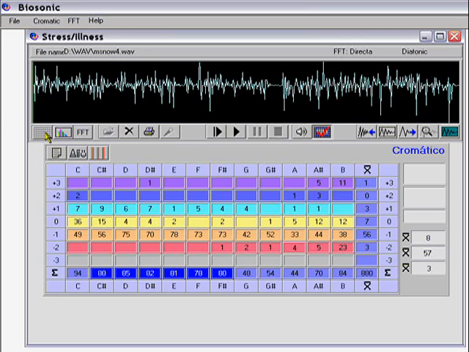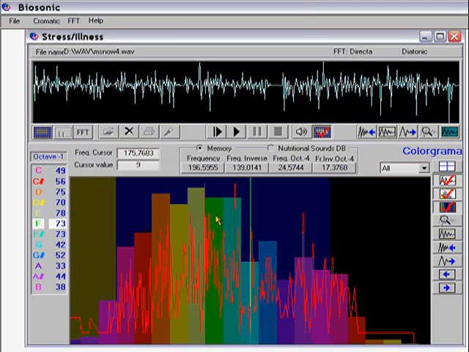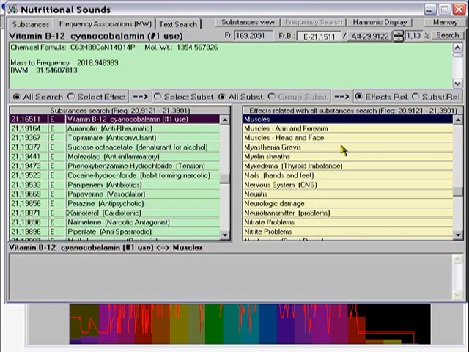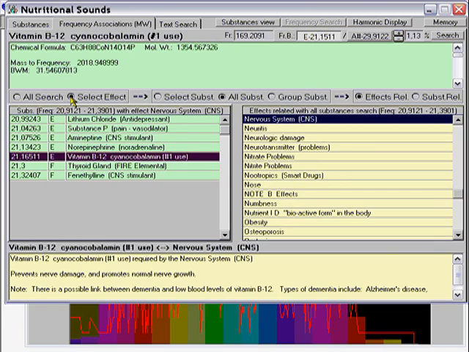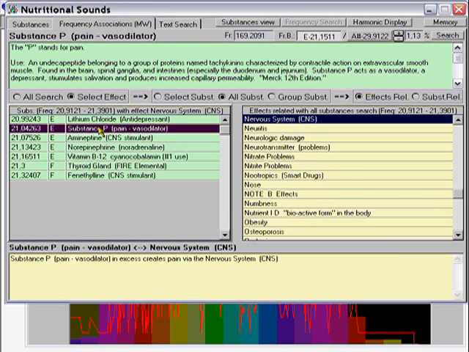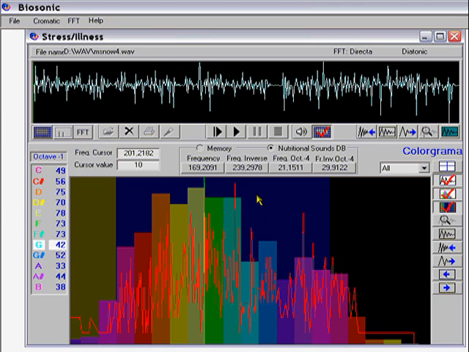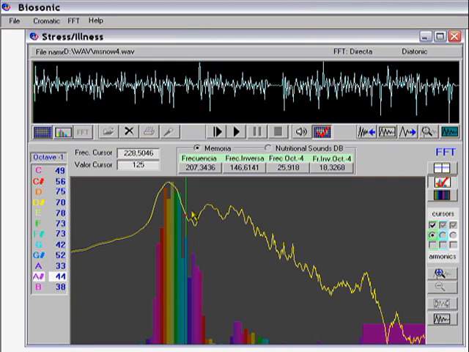So we make it more interactive with the person. Here we have another example of a person that is having trigeminal neuralgia, and we found this frequency that if we put nervous system, we see a substance P, which is what provokes the pain of the trigeminal. This one, of course, is contradicting another one that is very low here.